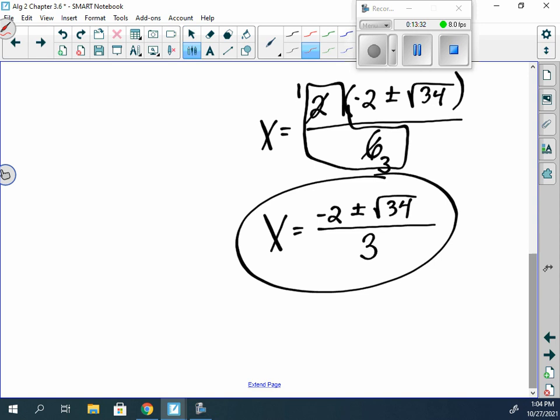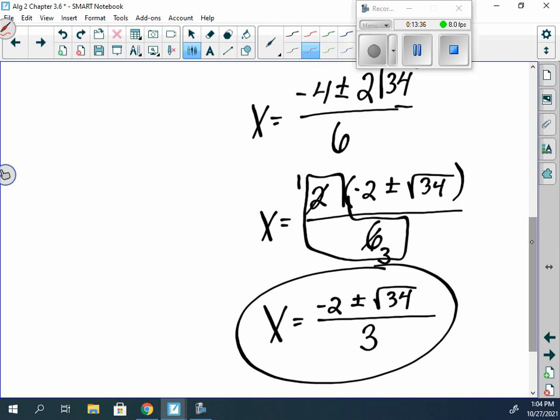Now, another way we could have thought about this, doing the exact same thing, is that there is a common factor of 2 in all 3, and we could have just divided it out of each term.